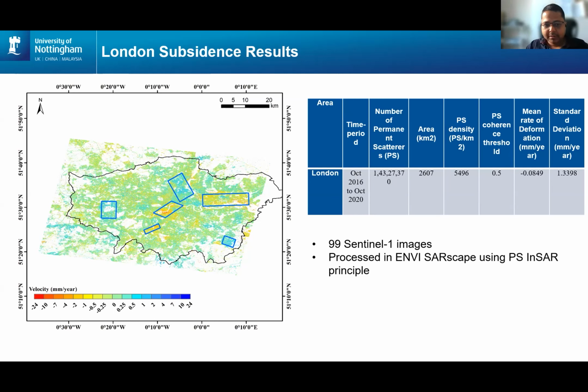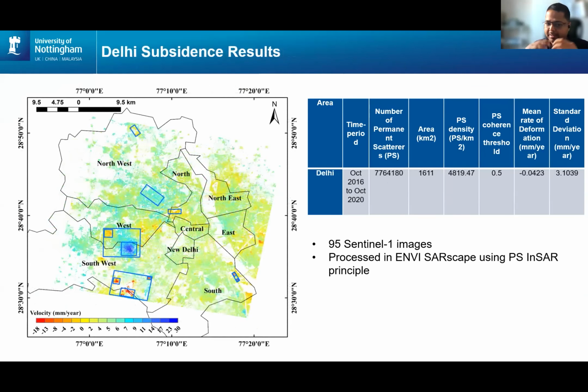We will not discuss all the cases, just two cases for London and similarly for Delhi. Again, this is for Delhi. We have used 95 Sentinel-1 images processed using ENVI SARscape and PS InSAR, so that the two results are comparable. We have tried to keep most parameters similar except for some local geological parameters. We found that the mean rate of deformation here was also negative, which shows that land is going down.